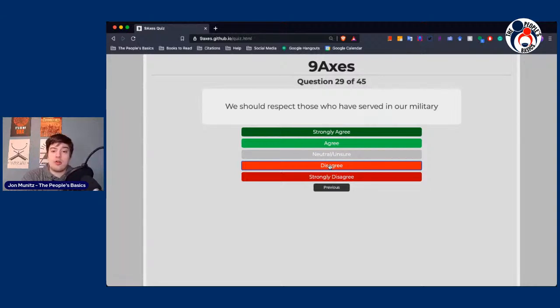Next, we should respect those who have served in our military. I'm going to say neutral. Anyone could have gone in there. What did you do while you were serving? Did you commit a war crime? Or did you protect people and help out? There's so much of what someone could have done in uniform that I'm not going to just inherently respect you for wearing a uniform. You're just doing a job like anyone else. What do you do in that job? So I'm just going to go neutral.